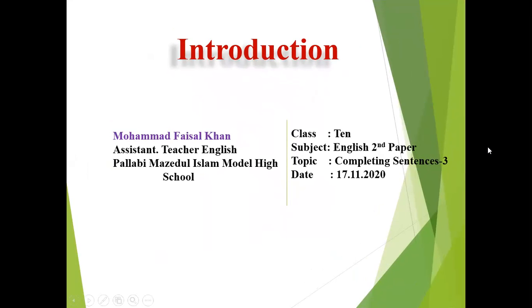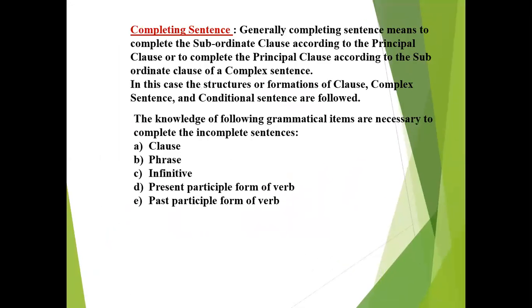Before starting our work, we should know what completing sentence is. Generally, completing sentence means to complete the subordinate clause according to the principal clause, or to complete the principal clause according to the subordinate clause of a complex sentence. In this case, the structures or formations of clause, complex sentence, and conditional sentence are followed.